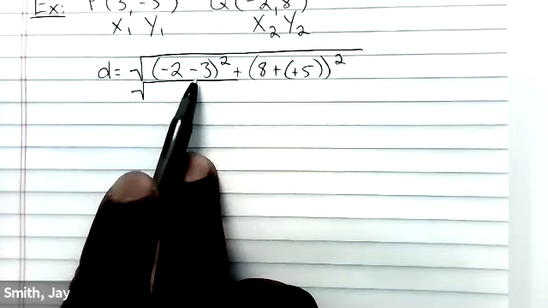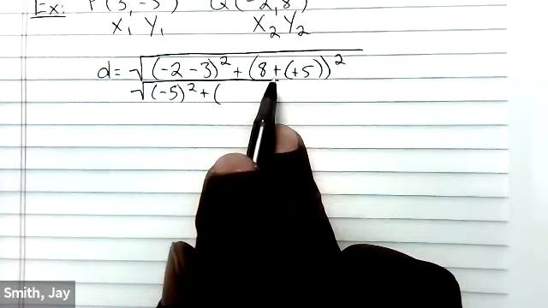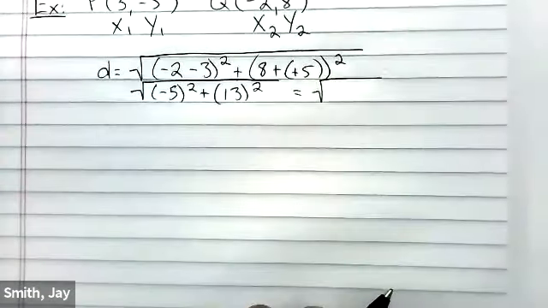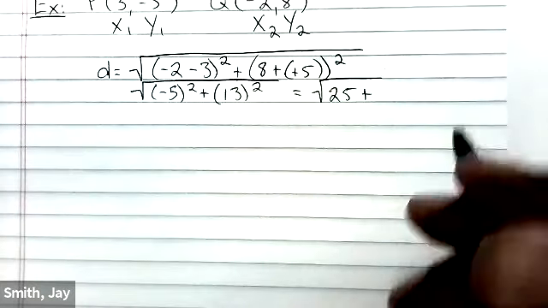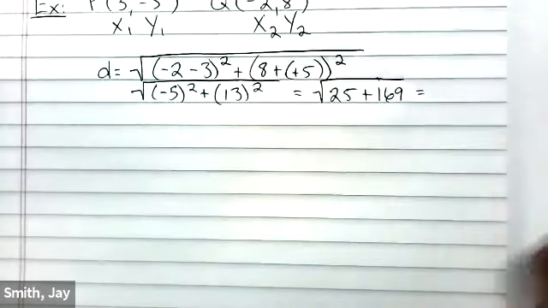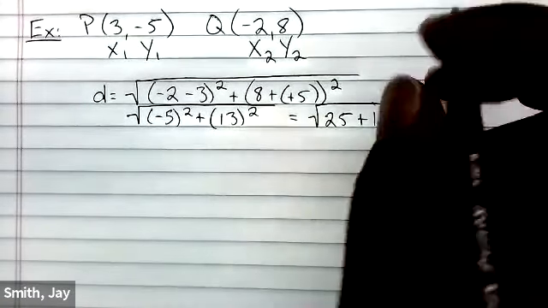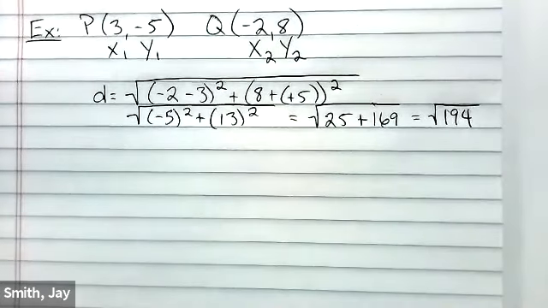So we have -2 minus 3, or -5 quantity squared, plus 8 plus 5, which gives me 13 quantity squared. We know -5 squared gives me 25, plus 13 squared gives me 169. So the distance between the points P and Q given to us in the problem is simply the square root of 194.